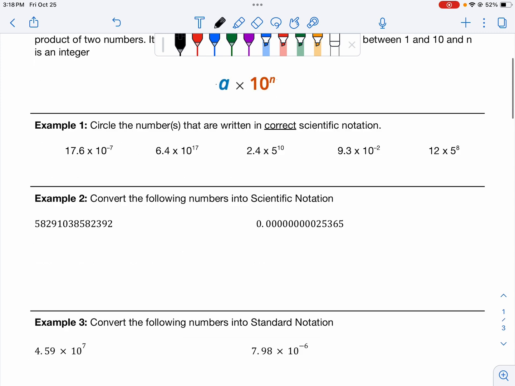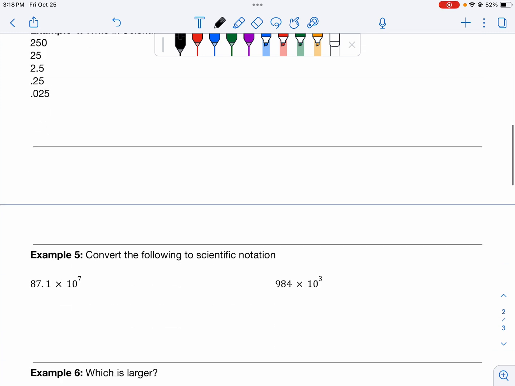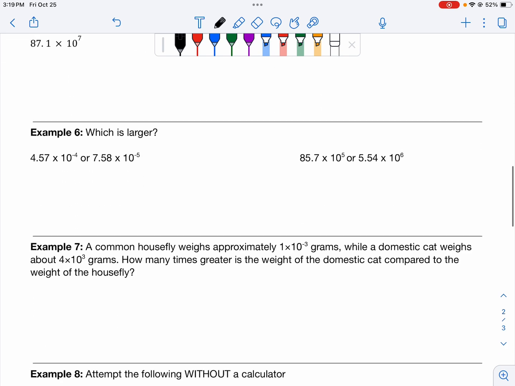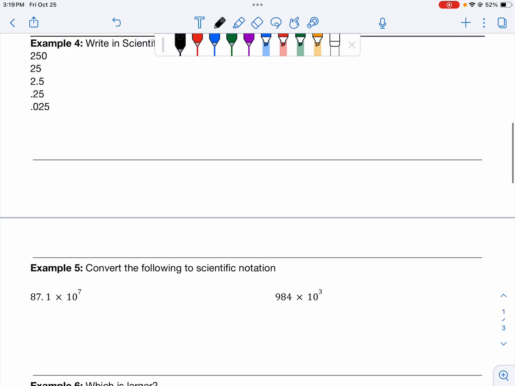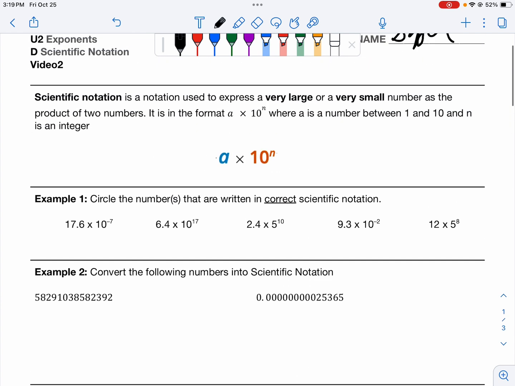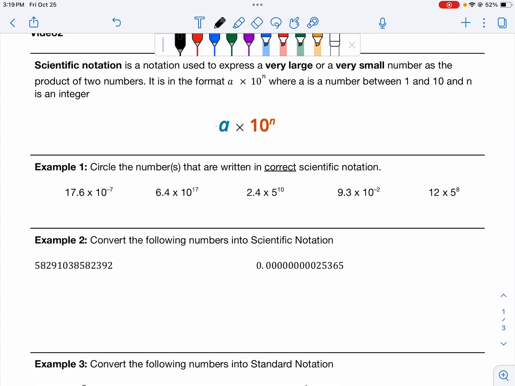All right, the entire first page is a review. The second page is kind of where we're headed this week, as our second week of scientific notation. All right, let's go ahead and follow along, please.